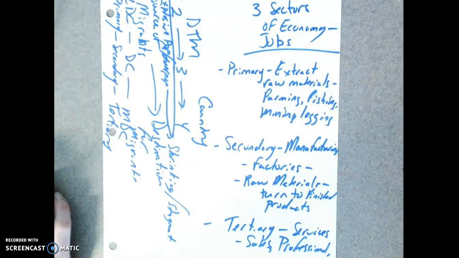Primary jobs, again, these are when they extract raw materials from the earth. These are all jobs that are in farming, fishing, mining, and logging. All those are extracting raw materials from the earth.